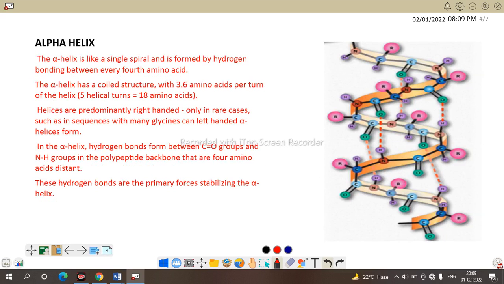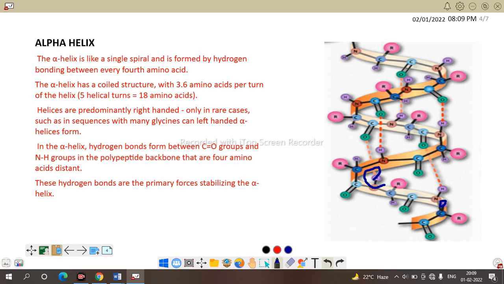So let's discuss the details of the alpha helix. The alpha helix is like a single spiral and is formed by hydrogen bonding between every fourth amino acid. Here is the hydrogen bond. Here is another hydrogen bond. 1, 2, 3, 4, at the fourth position there is a hydrogen bond. Again 1, 2, 3, 4, here is one other hydrogen bond. So at every fourth amino acid there is a hydrogen bond.